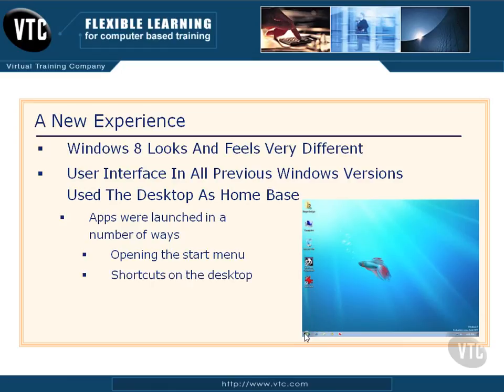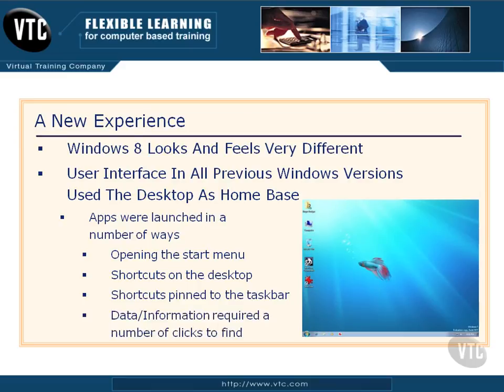And again, if we didn't have shortcuts, we had to click on the start menu and go search through the list to find the apps that we wanted, all right? And so we always had to click on the start button and go chase down the apps that we were looking for to run. Also, as a part of the characteristics of Windows 7, most of the data or information that we were looking for required quite a few clicks to actually get to that data.